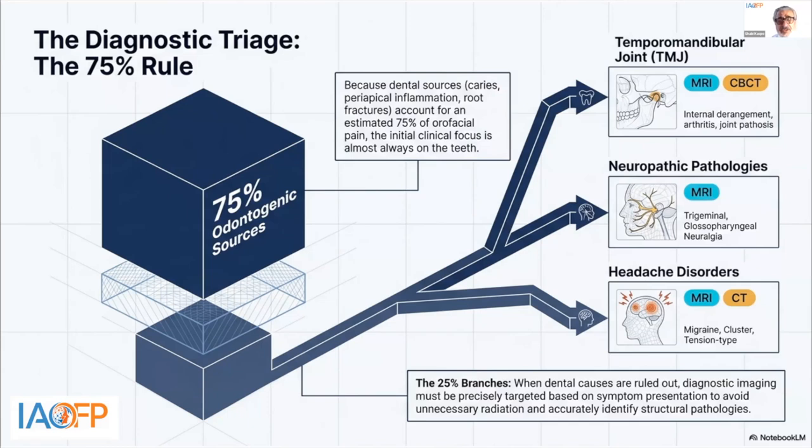At this stage, we should target the problems by considering either CBCT or MRI for the TM joints, and MRI for the brain, for the head, for other neuropathic or headache problems. We know that sometimes we may consider a CT scan for headaches, as a first line for acute headaches.